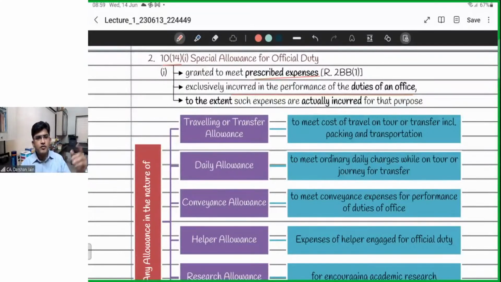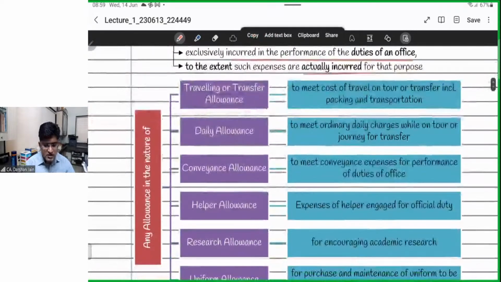If you do it for any other purpose, or if you save some money, let's say you get an allowance of moving from the employer to the client location to the extent of 10,000 rupees, and you expend only 5,000 rupees out of it. The remaining 5,000 rupees is going to be taxable as your profit because you have not actually incurred that expenditure, to the extent such expenditure is actually incurred. What are these allowances? Traveling or transfer allowance.